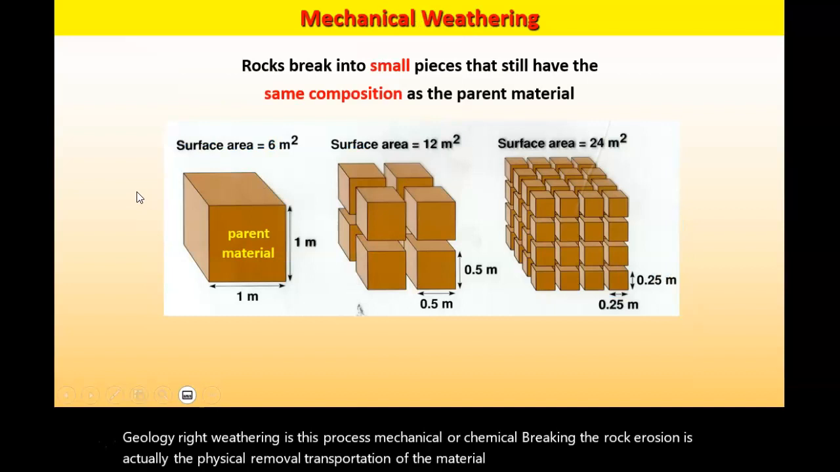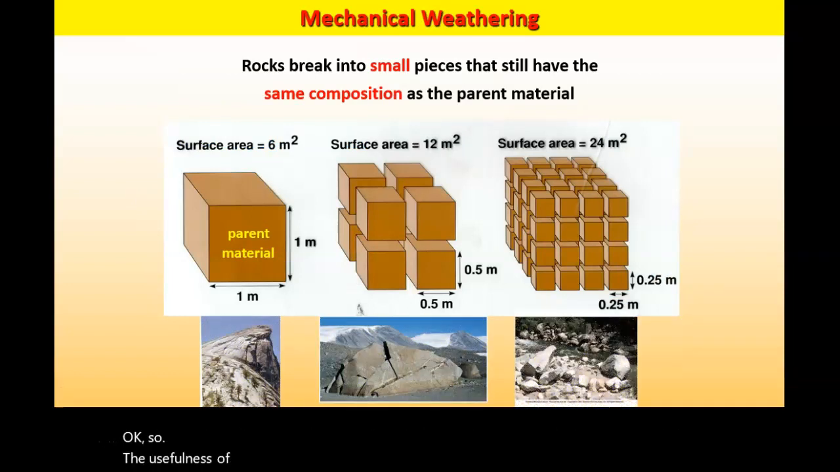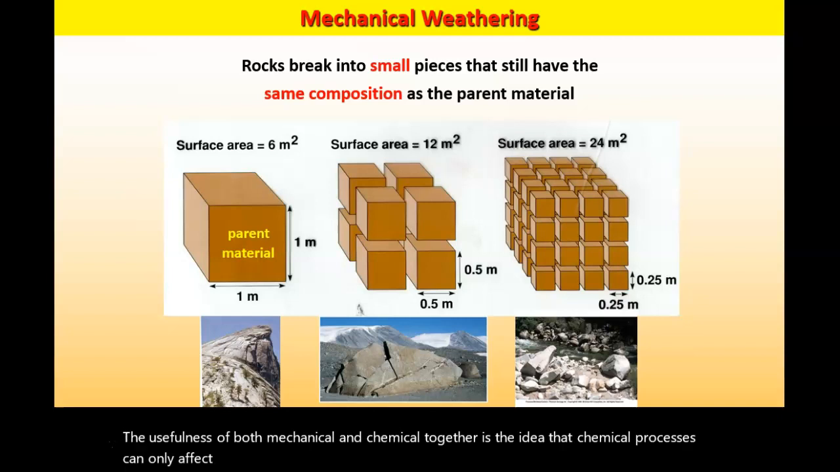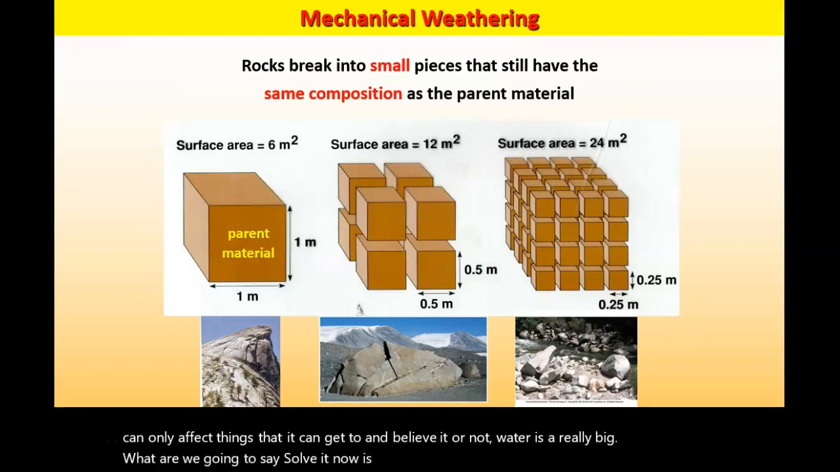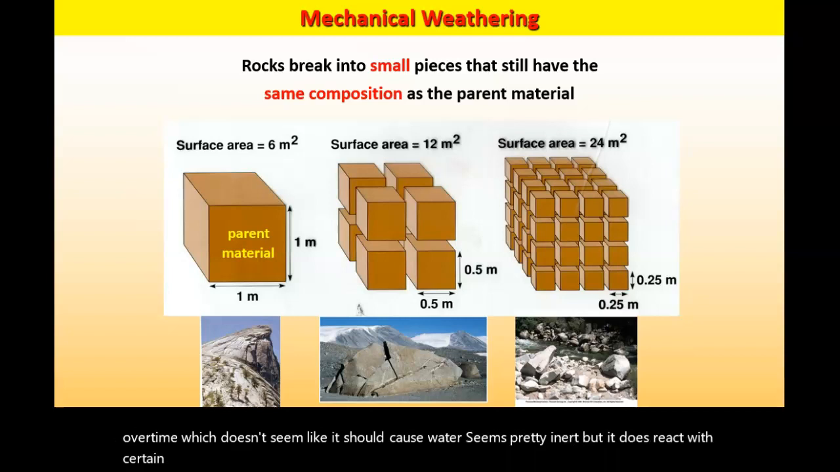Okay, so the usefulness of both mechanical and chemical together is the idea that chemical processes can only affect the things that it can get to. And believe it or not, water is a really big, what are we going to say, solvent? No, it can dissolve rock. It can break it down over time, which doesn't seem like it should because water seems pretty inert, but it does react with certain minerals that are present in the rock.